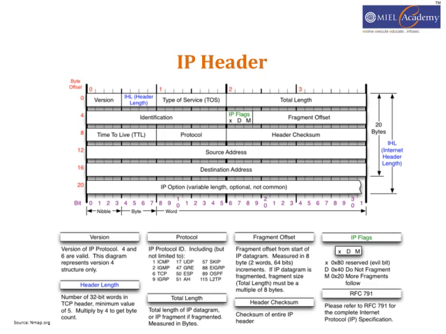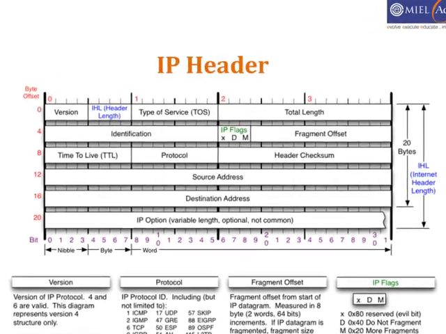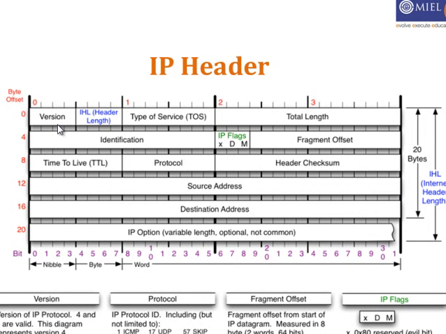This is how your internet protocol header will look. The first field, version, talks about the IP protocol version. That is, it can be either 4 or 6. There are two well-known versions being used in the market. One is version 4, which is widely used today, and another is version 6.